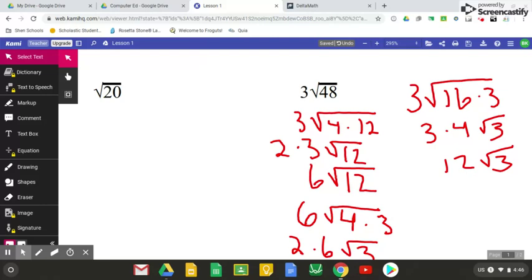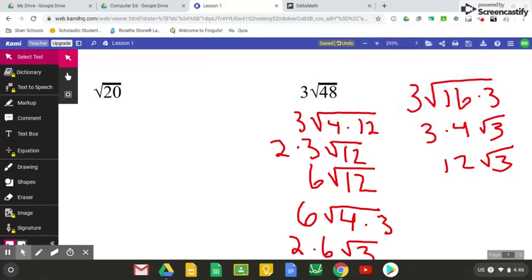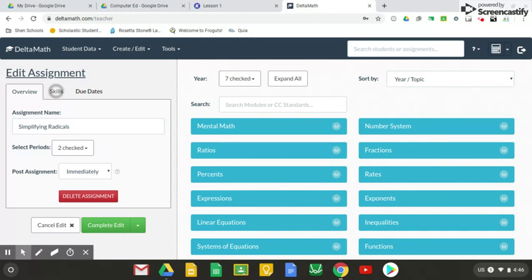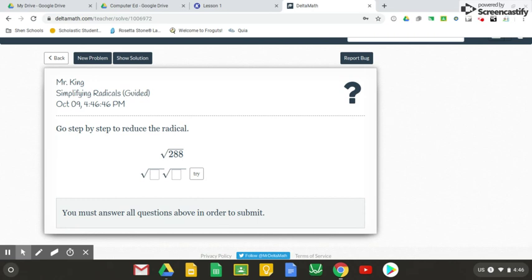All right? Why did I show you this? Well, here's the reason why. You have a Delta Math assignment to work on. I titled it Simplifying Radicals. All right, and here's what the questions look like. Something like this, 2 radical 88. You have to simplify this.